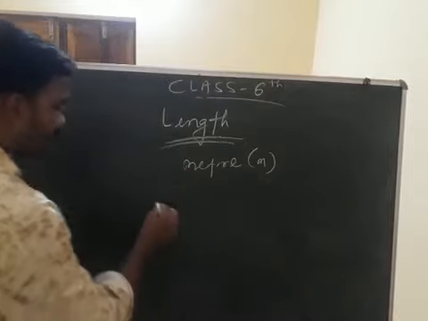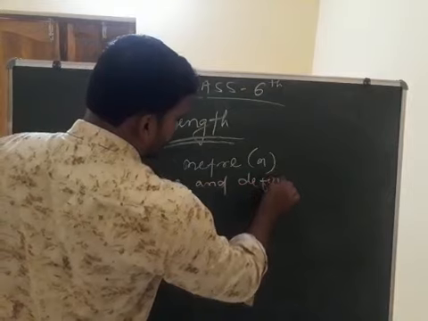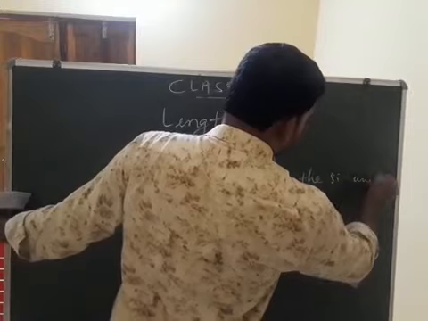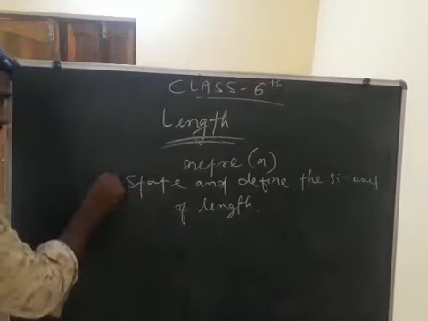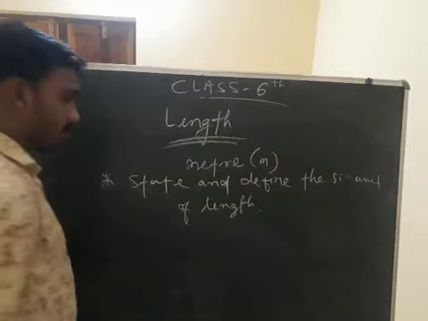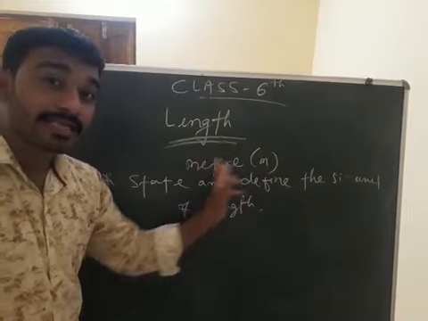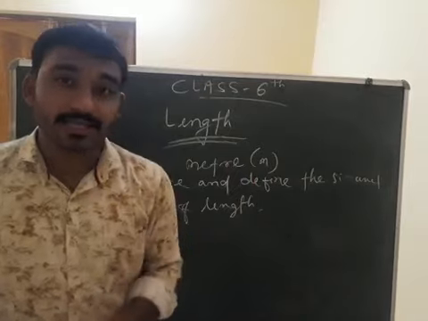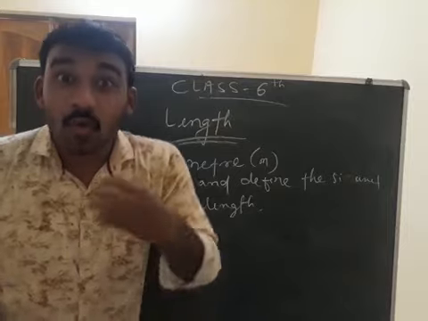Now a question will come: state and define the SI unit of length. State means what you will write? The SI unit of length is meter. Now define. What is 1 meter?